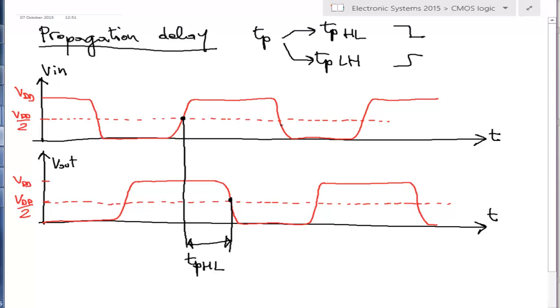And of course, when you have the transition from low to high, we measure the propagation delay as the time from the instant in which Vin passes through VDD half to the instant in which Vout passes through VDD half. Tp low to high.